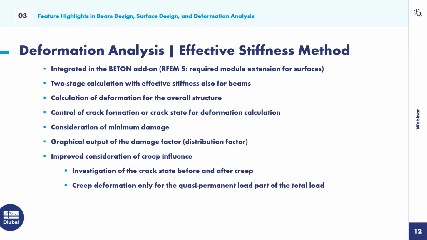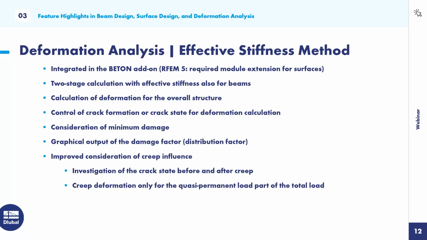The deformation analysis, as I said in the first slide, is included in the add-on Concrete Design. And this deformation analysis is based on the effective stiffness method. This effective stiffness method is a two-stage calculation. In the first step, we calculate the internal forces with linear elastic calculations. Then we calculate on the cross-section the effective stiffness, whether it is cracked or not cracked. And this effective stiffness will then be written to the finite element solver, and in the second step we make an additional analysis for the deformation.